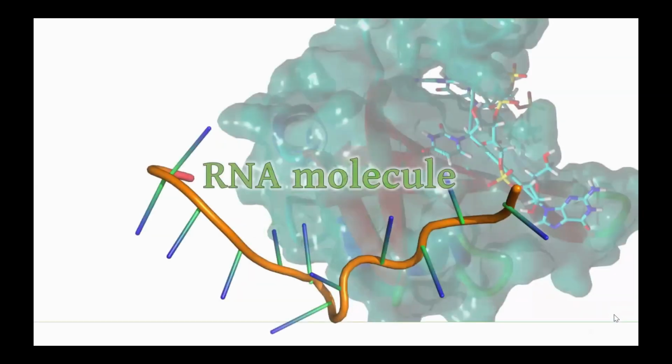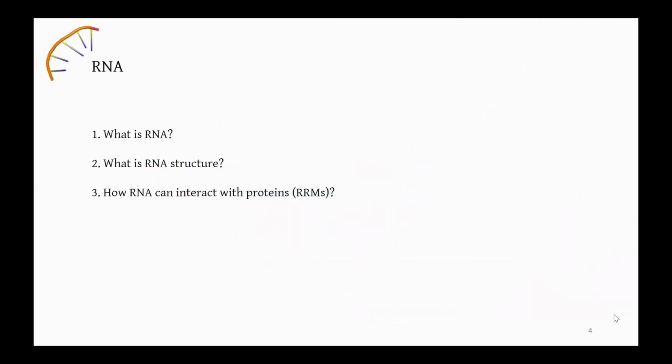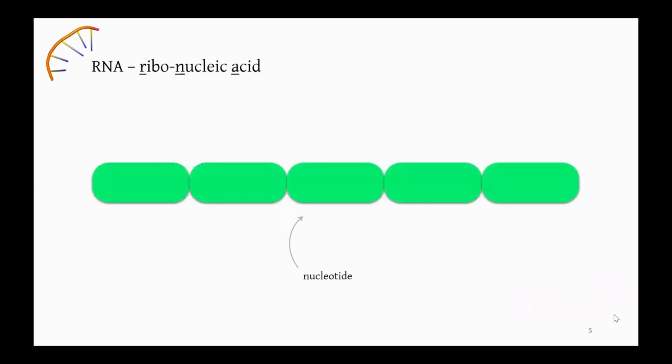We will begin with the RNA molecule, and we will talk about what it is, what the RNA structure is, and how RNA can interact with proteins, including RRMs. RNA stands for ribonucleic acid. This molecule is a polymer, which means that it consists of many similar building blocks connected together. Such blocks of RNA are called nucleotides.